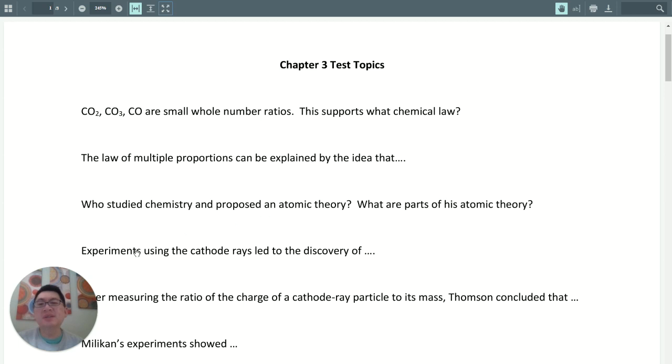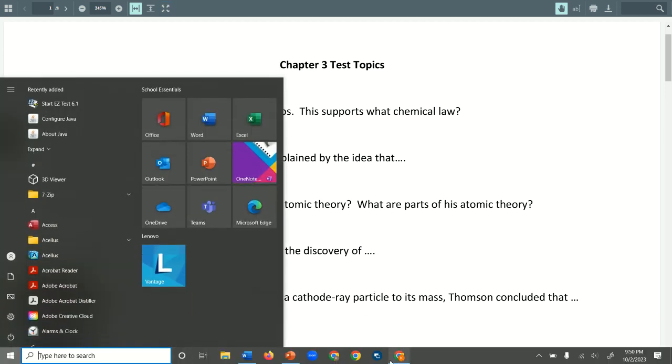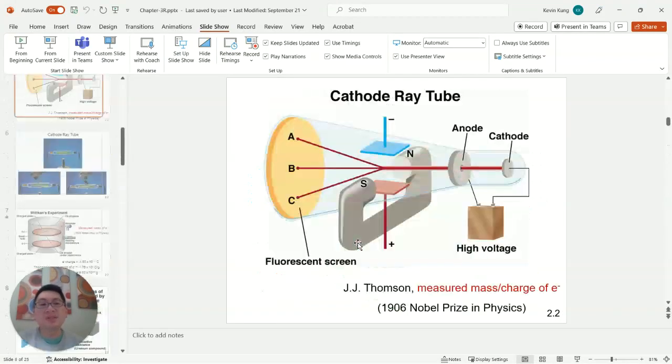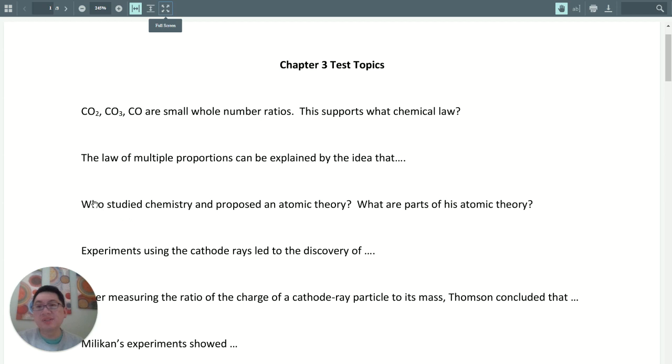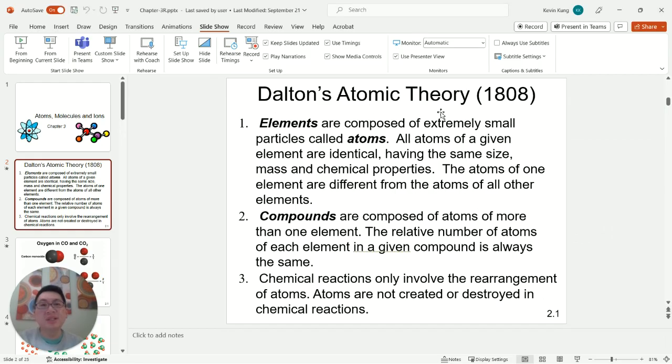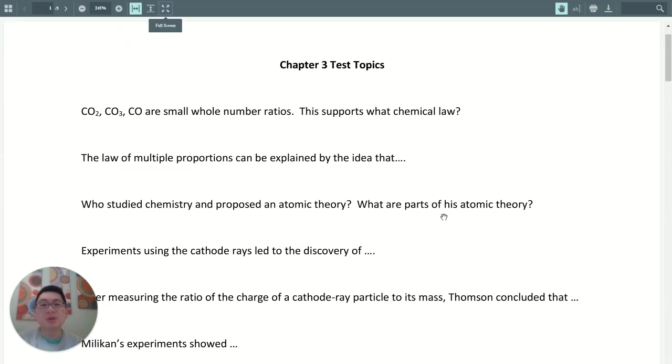So it's like, do I really need to know who studied chemistry and proposed an atomic theory? Yes. If it's on here, it will be on the test. Again, it is in the notes. So there's stuff like, hey, here's chapter 3 notes part 1. Who created the atomic theory and what are parts of the atomic theory? Who studied chemistry and proposed an atomic theory? Whose atomic theory was it? And what are the parts of it? 1, 2, 3. So what are parts of atomic theory? I'm not going to read that to you right now.